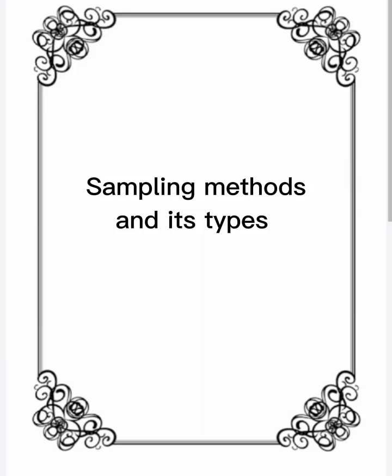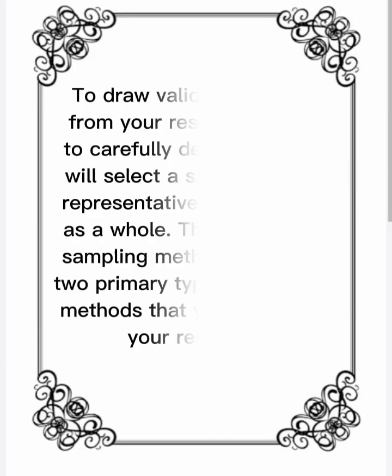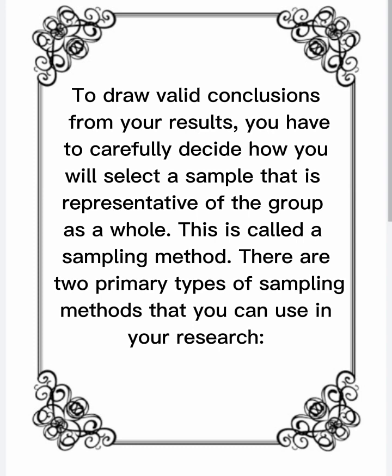Sampling methods and its types, to draw valid conclusions. From your results, you have to carefully decide how you will select a sample that is representative of the group as a whole. This is called a sampling method. There are two primary types of sampling methods that you can use in your research.